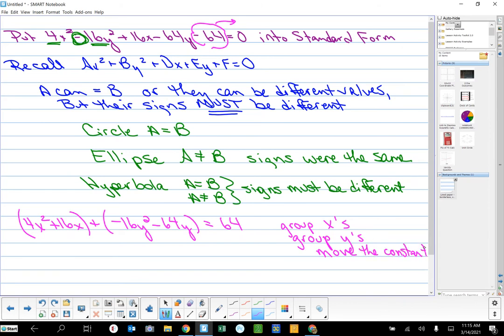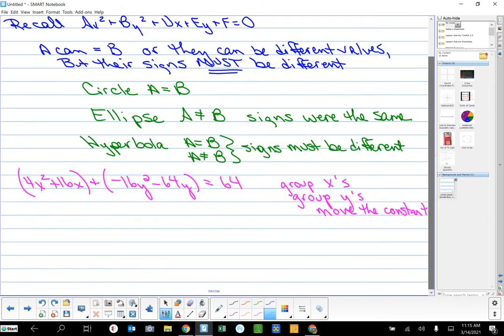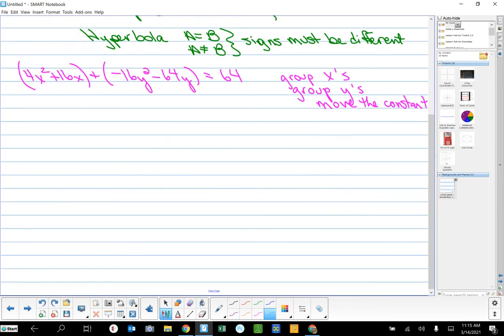You should pretty much be pros at this by now. And then in this next step, we're going to factor out only the numeric GCF. So we're going to take a 4 out of here, leaving us an x squared plus 4x. We're going to add our blank. Here we're going to take out the negative, well, actually it's the leading coefficient that you're factoring out. So we're going to take out a negative 16, giving us a y squared plus a 4y plus a blank equals 64 plus a blank.